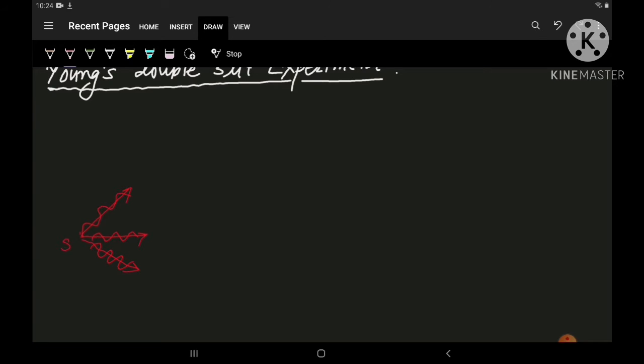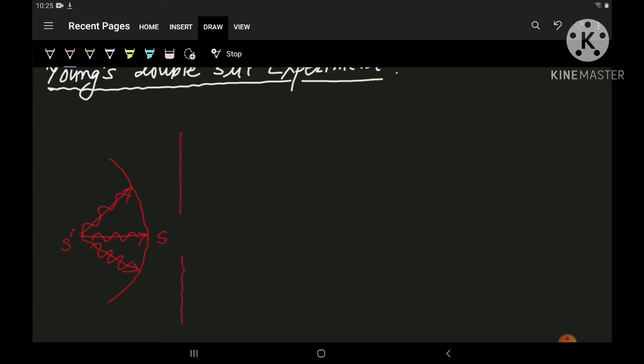At the same instant, if we draw a tangent surface which is tangential to the tip of these waves, then we will find a wavefront. So in this way we have a wavefront also. Now suppose S dash is the source of light. Now in front of this S dash, suppose we have a slit S.